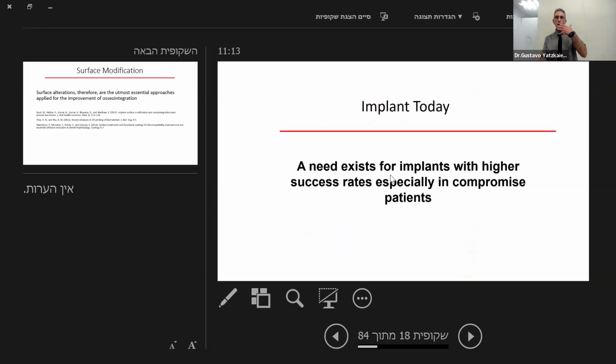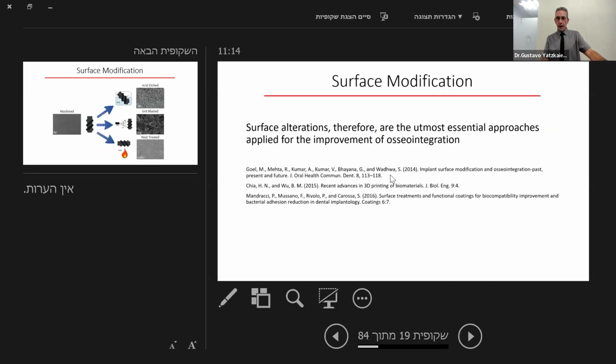Most of the implants that we are working with today have a high success rate and survival rate at 10 years, more than 90%. Those are hydrophobic surfaces, meaning liquid repellent. Those surfaces work excellently in healthy patients, in good quality of bone, or when we work slowly.